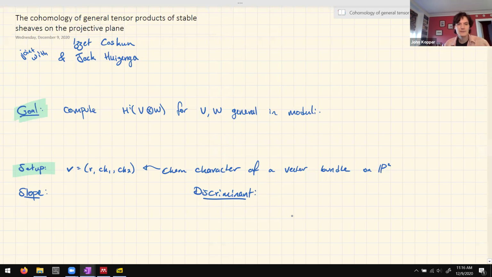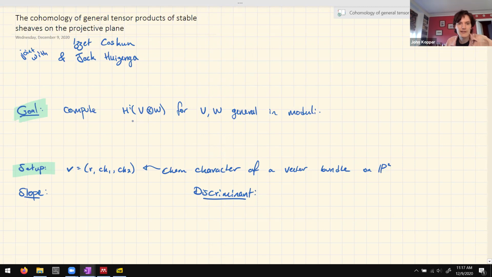The second is that I don't know that I want to spend a huge amount of time motivating the question of what are the cohomology groups for tensor products. I'll say maybe a little bit in a second, but I think I'm at a moduli conference and I believe myself to be among friends. And so I won't spend a whole lot of time trying to convince you that this question is interesting. So anyway, that's the plan.